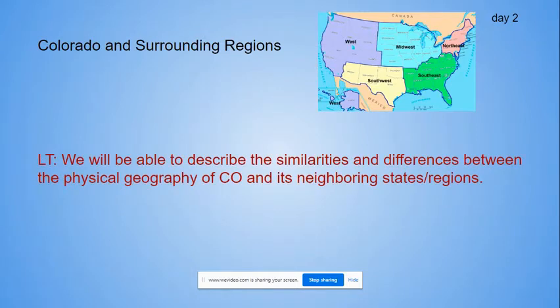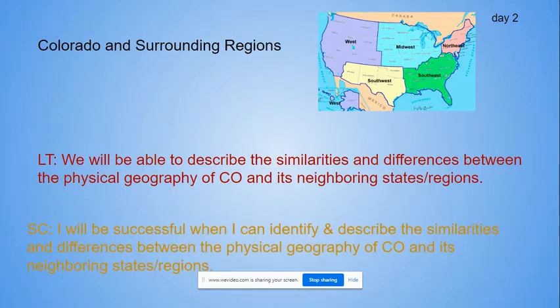Our learning target today is we will be able to describe the similarities and differences between the physical geography of Colorado and its neighboring states and regions. Our success criteria for today is I will be successful when I can identify and describe the similarities and differences between the physical geography of Colorado and its neighboring states and regions.